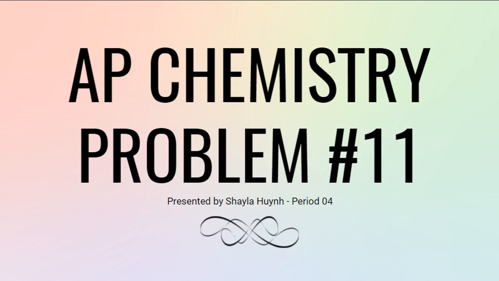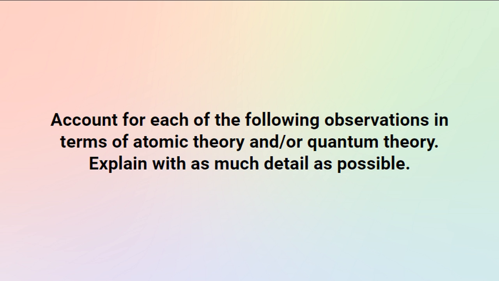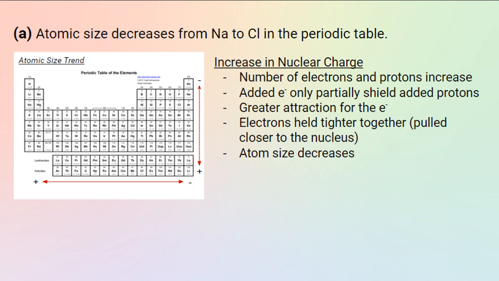AP Chemistry Problem number 11. Account for each of the following observations in terms of atomic theory and/or quantum theory. Explain with as much detail as possible. Part A, atomic size decreases from Na to Cl in the periodic table.